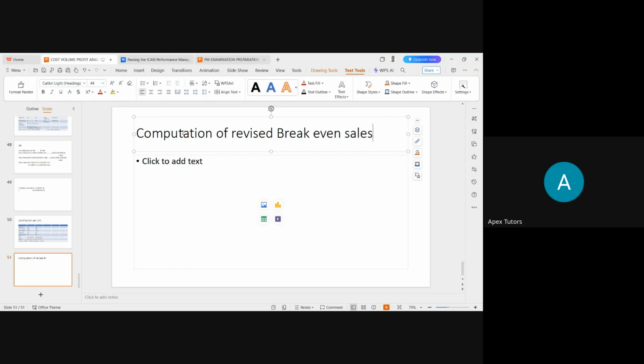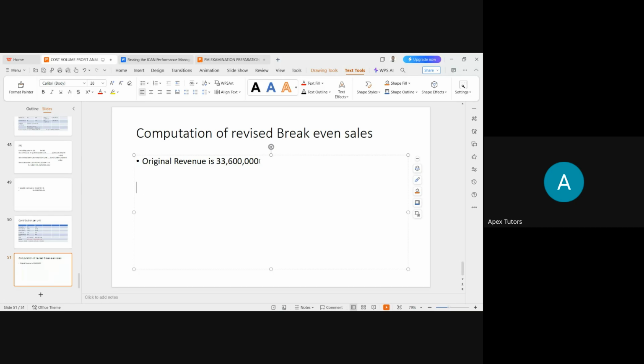Computation of revised break-even sales, assuming that the revenue is 33,600,000. Now, the first thing we must do is determine the revenue mix. What is that revenue? This is the original revenue, which is 33,600,000. Now, for us to determine the revised break-even sales, the revenue mix of this 33,600,000 is what?